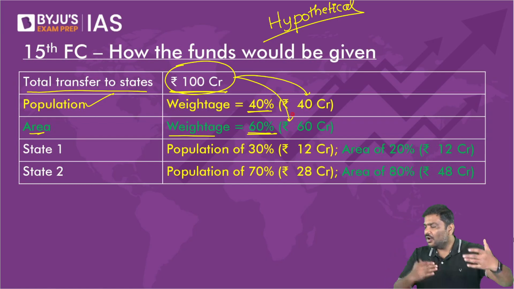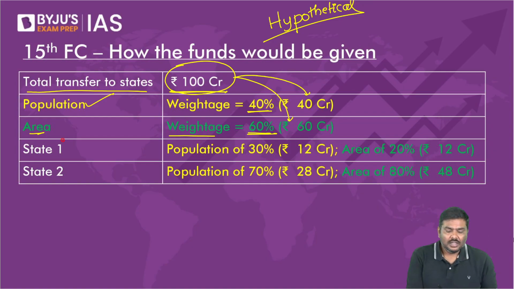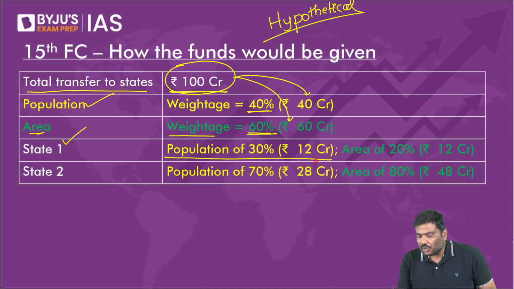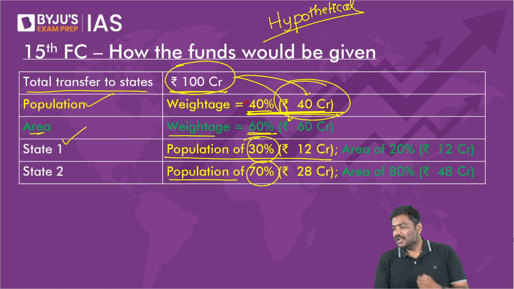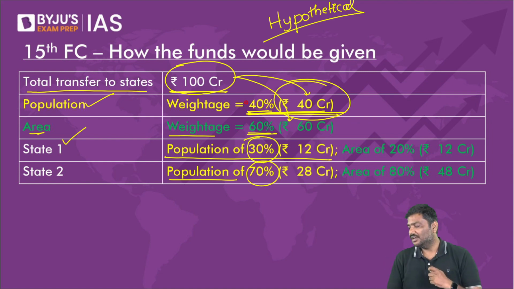Now state 1, out of the total population in India, let's assume it has 30% of the population. State 2 has 70% of the population. So how much is the money allocated? How much is the money allocated for population? Look at the table and tell me. How much is the money allocated for population as per this calculation? Can I say for population we have allocated 40 crore rupees? So divide this 40 crore rupees into 30% and 70%, give it to state 1 and state 2.